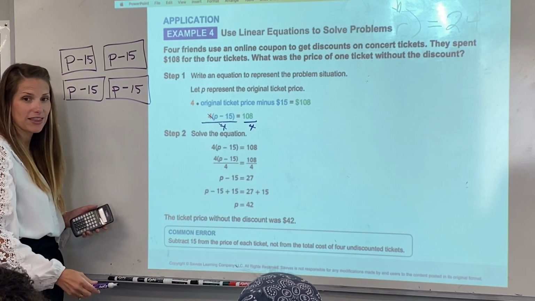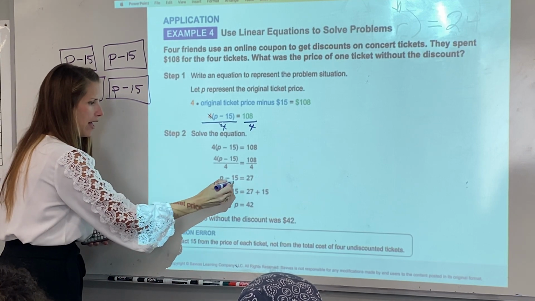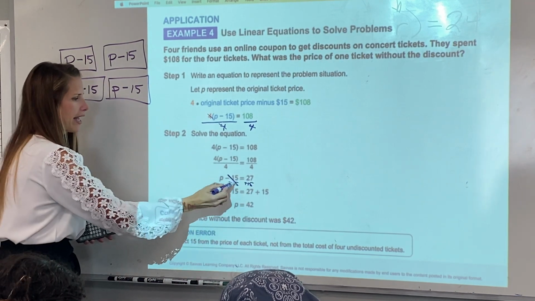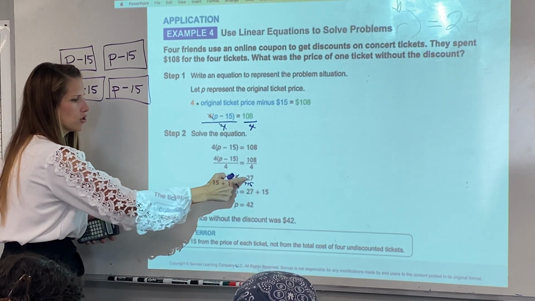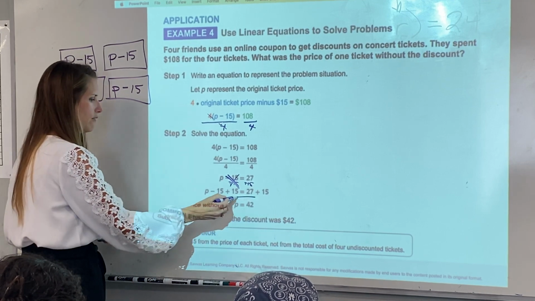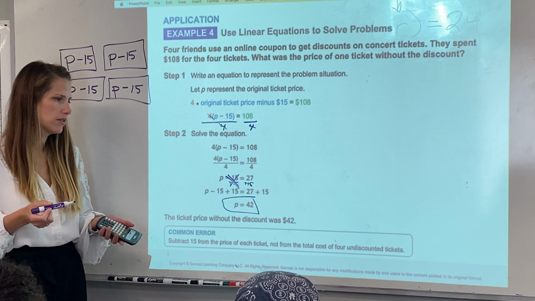What do we have to do to get the price of the original ticket? Add 15 to both sides. Cancel, and then you have P equals 27 plus 15, which is 42. So the price without the discount was 42.